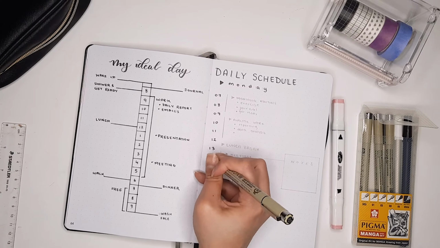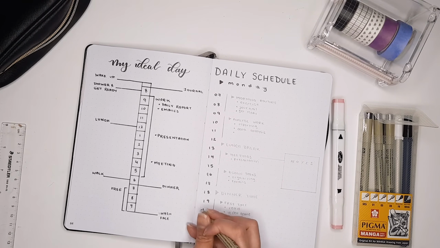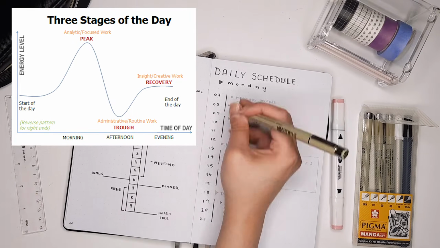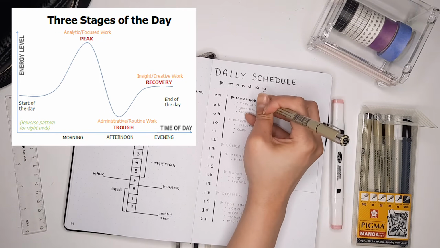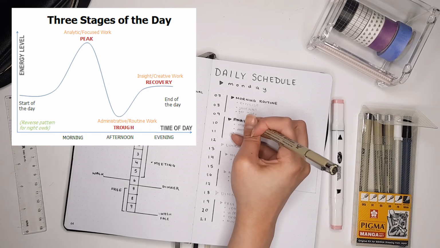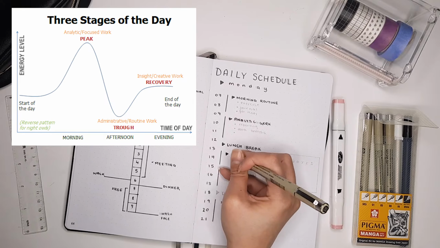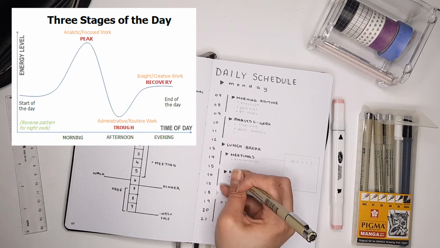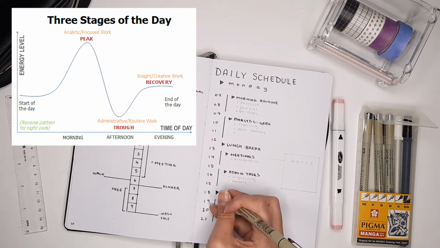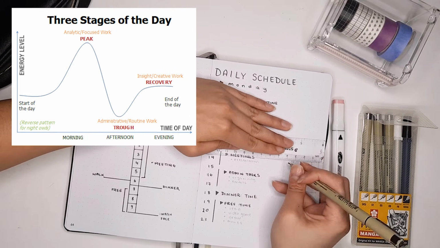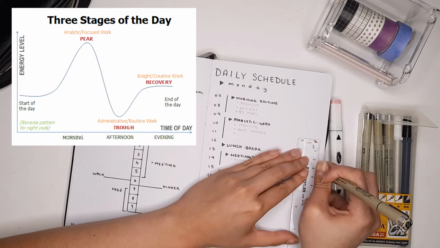And there's a lot of books that talk about this, but they say that when you have your highest energy, that's actually the best time for you to take care of any analytical work or any work that really needs your focus and attention. And when you're going through that period of the day where it's at your lowest energy, this is the best time for you to do any admin work or routine work. And then that recovery phase, where it's kind of in the middle of the two, is actually the best time for you to do all of your creative work.